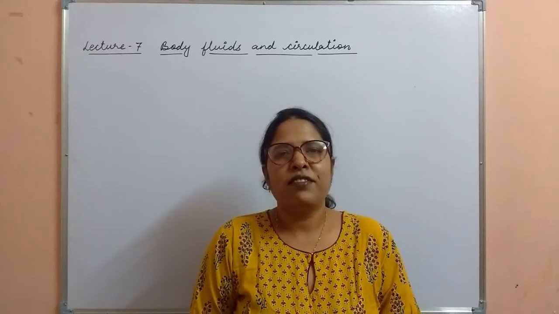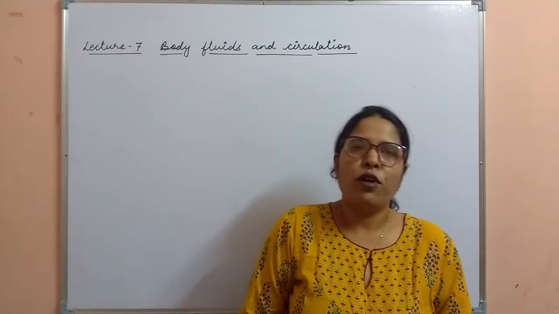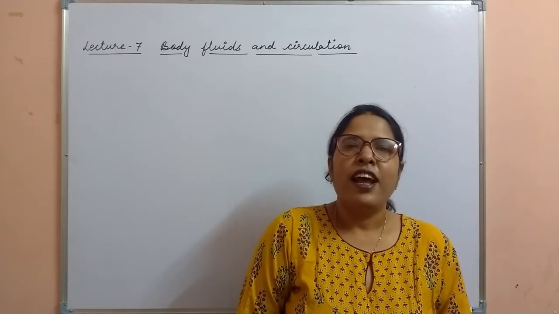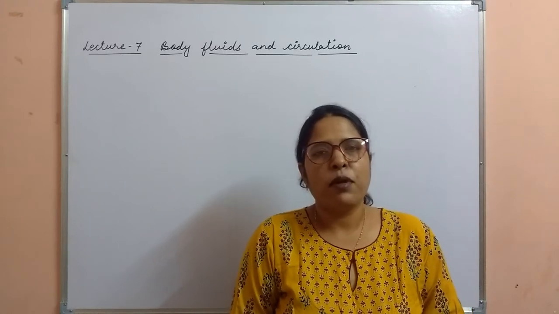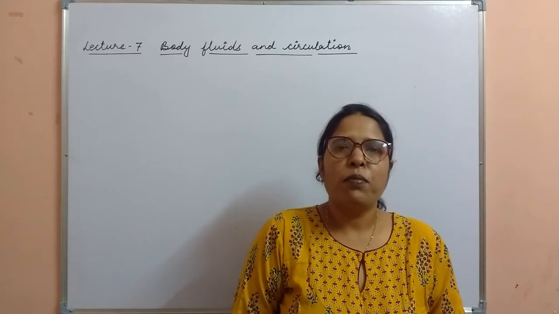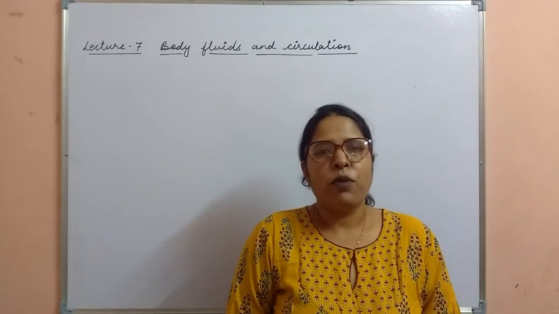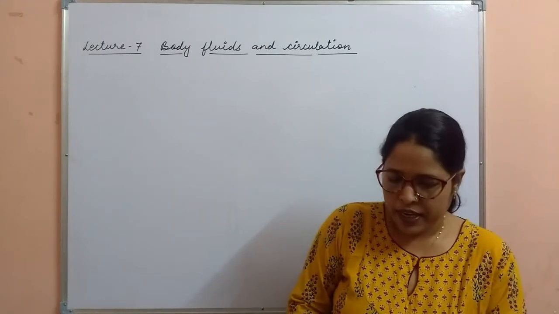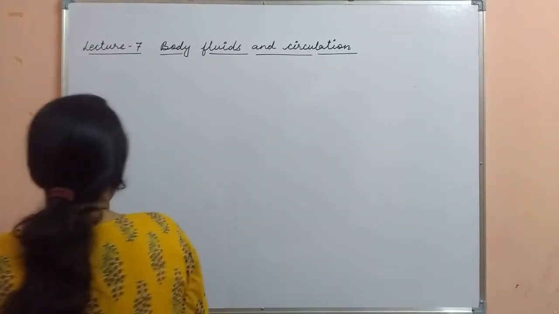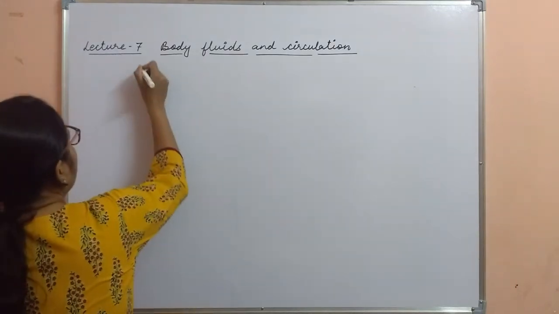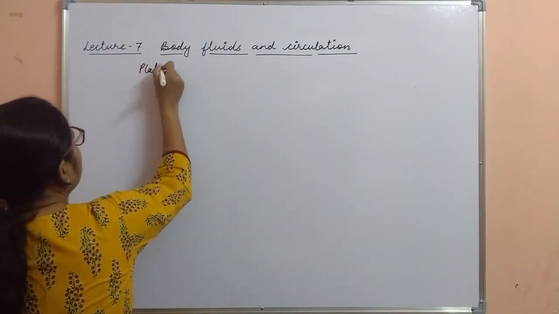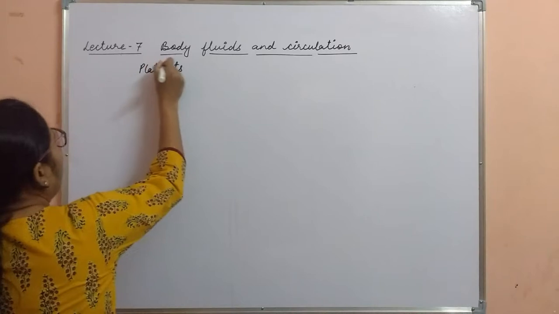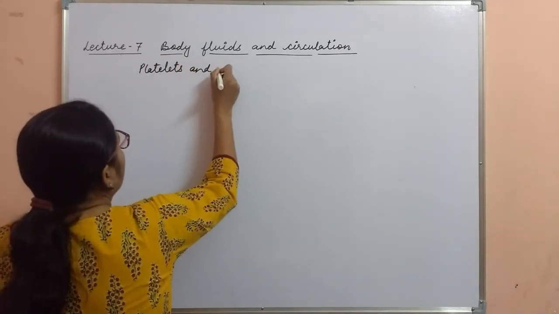Hello students, welcome to the next lecture of body fluids and circulation. In this lecture we will discuss the third important type of blood corpuscle, that is the platelets and thrombocytes. So here we are going to discuss platelets and thrombocytes.